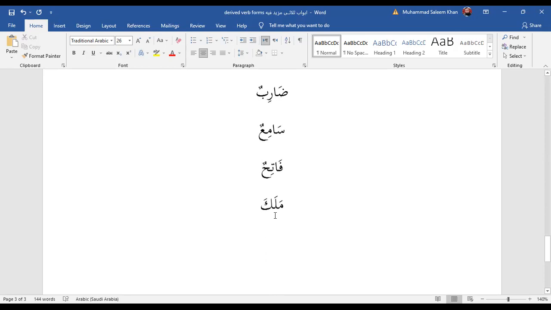And then we have malaka, and we make malikun. Malikun. So in Surah Al-Fatiha, we have learned maliki. Maliki, because we know the reason behind that. So malik is on the pattern of ismul fa'il, meaning the doer, meaning the owner. The malik is the owner.